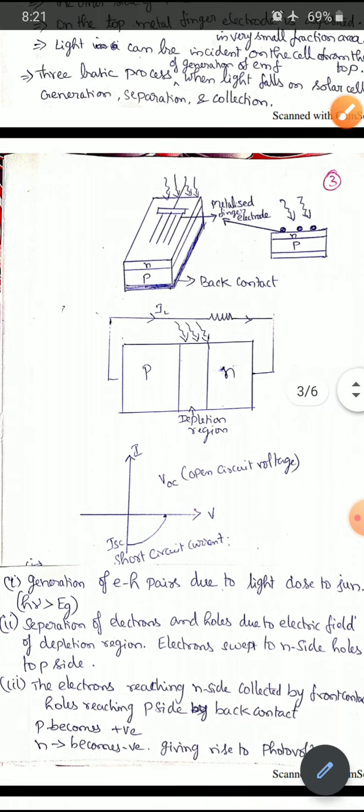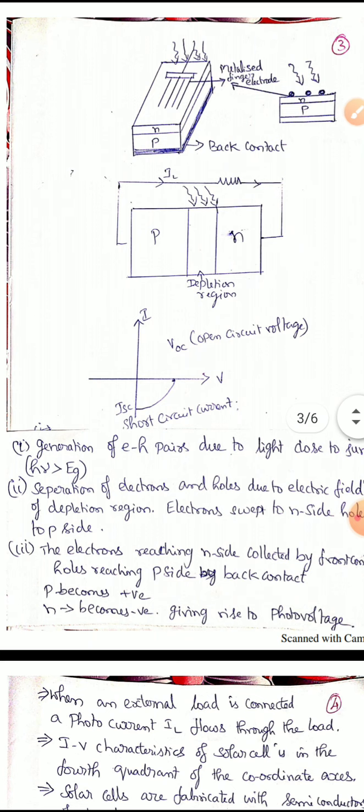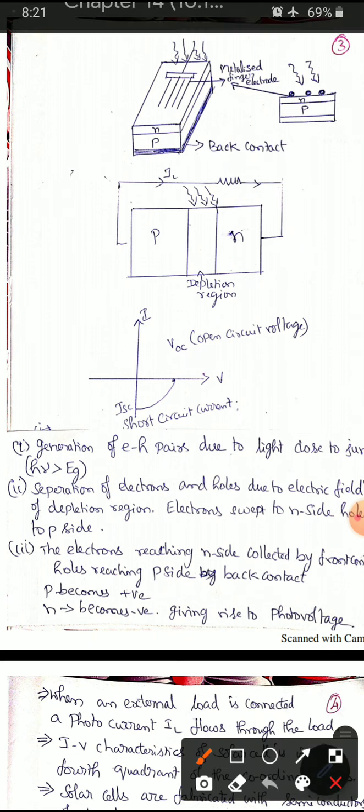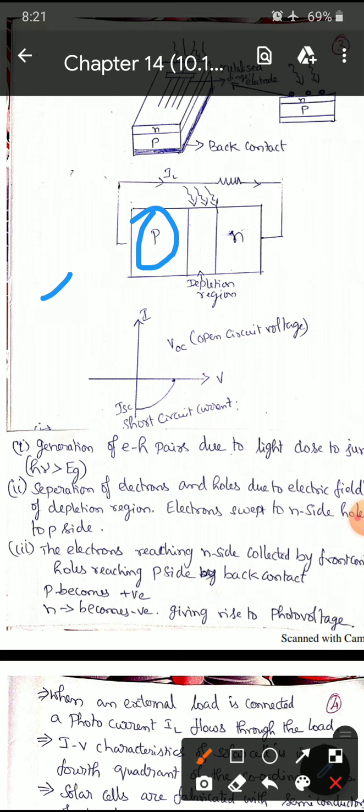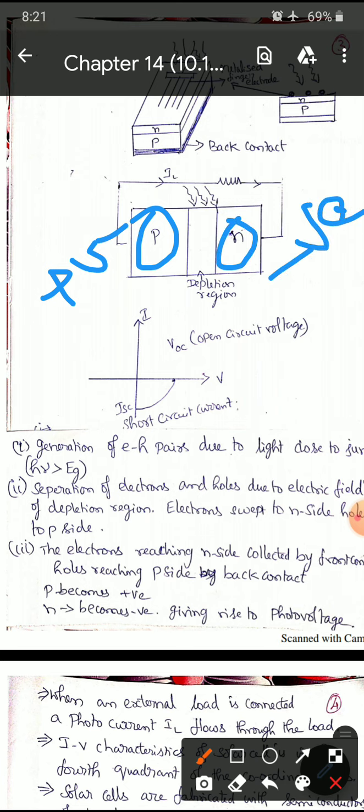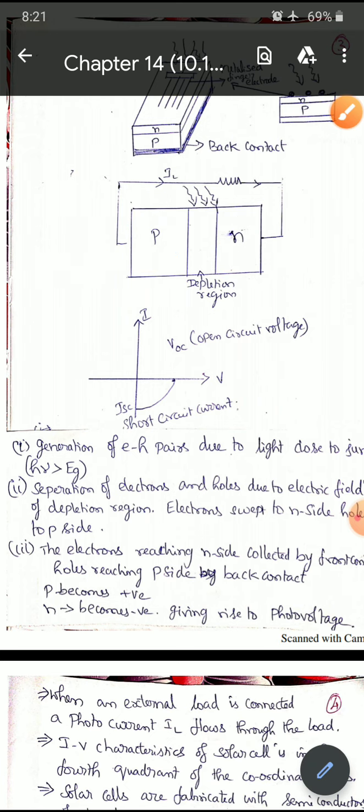So what happened? Because of this, the P side will become positive, and the N side will become negative, giving rise to photovoltage.